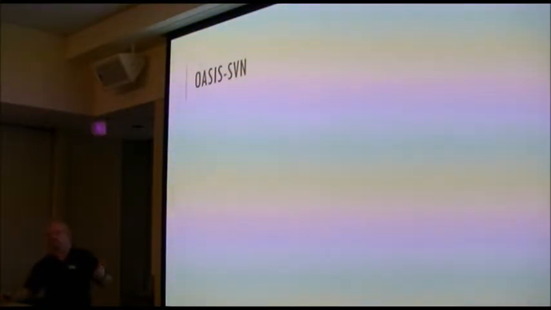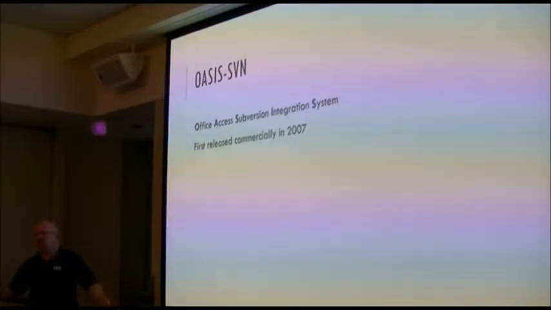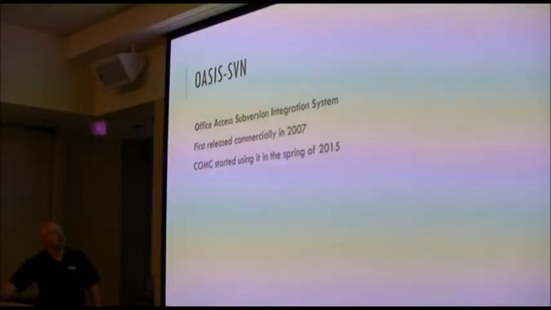So OASIS sits in there as the middleman. This is kind of the replacement for the source code control add-ins that the Microsoft team used to generate. It stands for Office Access Subversion Integration System, which is a mouthful. It was first released in 2007 by another German guy. And we started using it when I joined ComC in the spring of 2015.